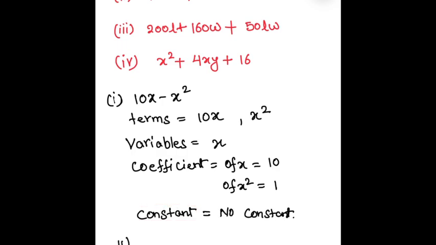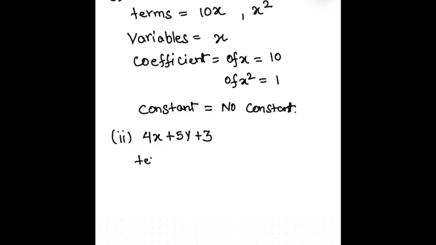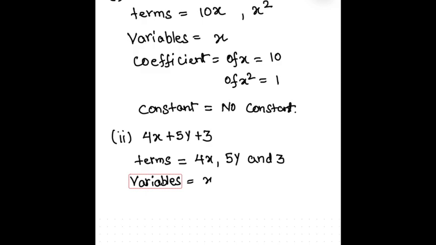Let us now find the terms, variables, coefficients and constant in the second expression, which is 4x plus 5y plus 3. So here the terms, usually separated by plus or minus sign, are 4x, 5y and 3. Let us now write the variables. Variables are the letters or symbols whose value can change. Here the variables are x and y.